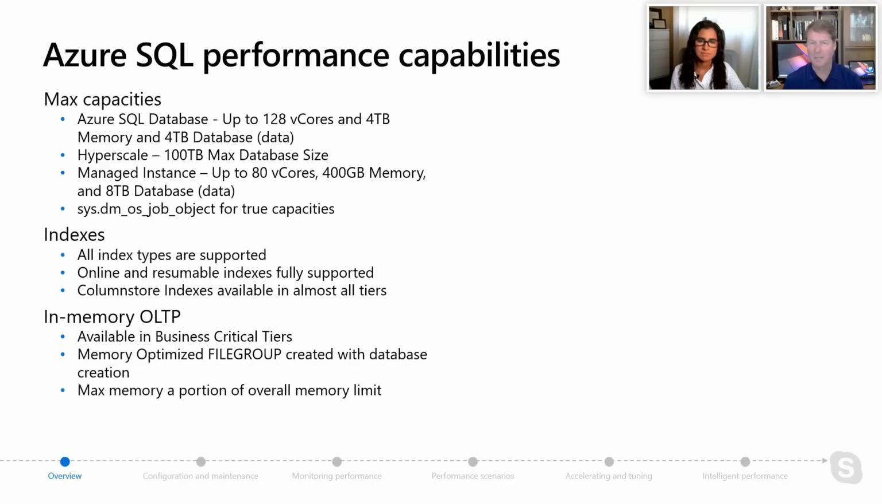In-memory OLTP, codenamed Hekaton, is very specific to business critical. So you only get that feature there, but it's fully supported. In fact, we do things like create a memory optimized filegroup by default for you when you deploy, so you don't have to worry about those kinds of abstractions. And since it's a memory only capability, it's going to be a subset of the memory you get for Hekaton out of your overall memory limit for your deployment.